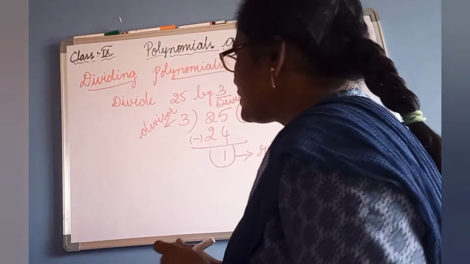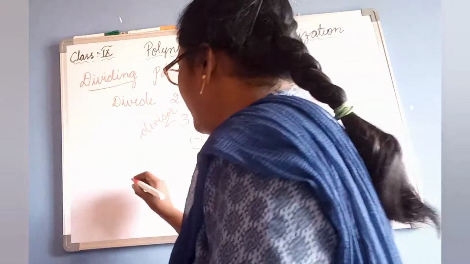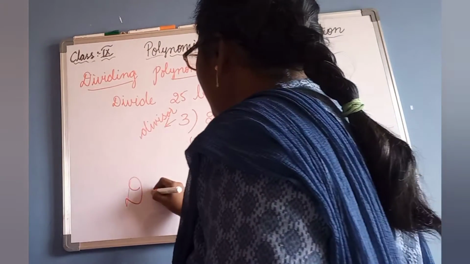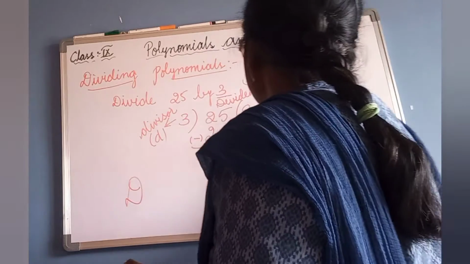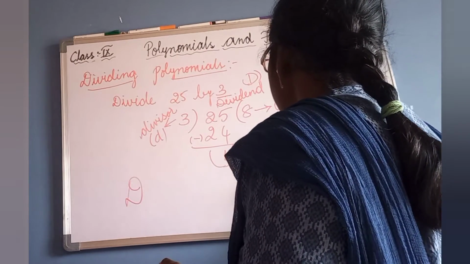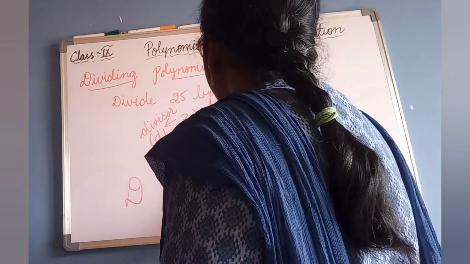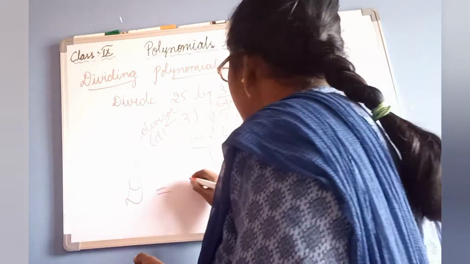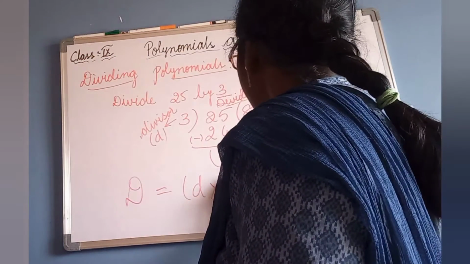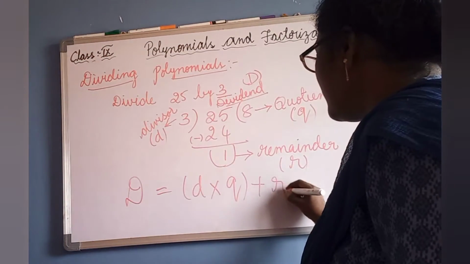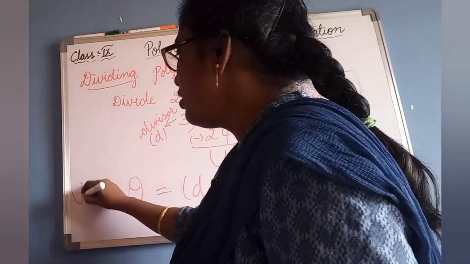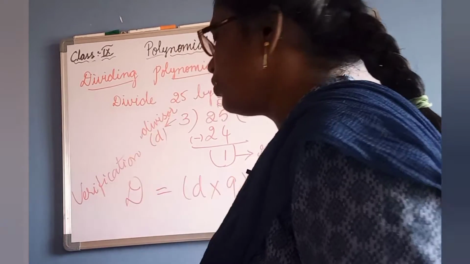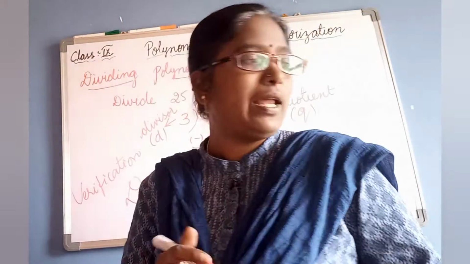So we have a rule that dividend is denoted by capital D, divisor by small d, quotient by Q, and remainder by R. Dividend D is equal to divisor multiplied by quotient plus remainder, which is the verification rule for every division you need to do. Now I will take one small example of how to do it.